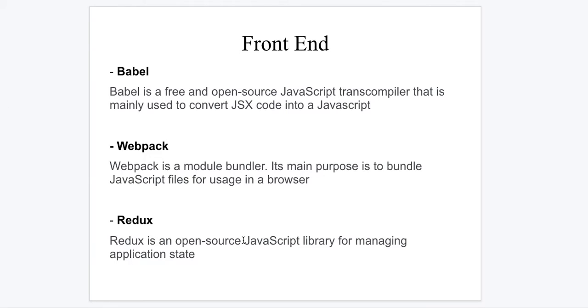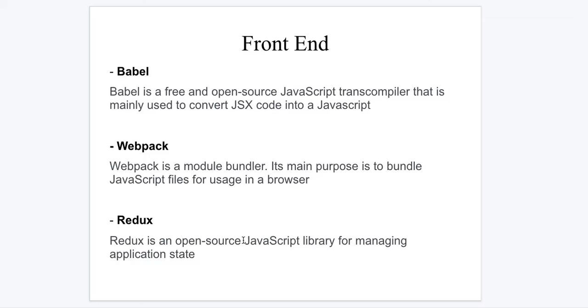So first, let's talk about the frontend. I picked three main packages we use to compile and better develop the code. The first one is Babel. Babel is a free and open source JavaScript transcompiler. Because we write our code in JSX format, we mainly use Babel to convert JSX to JavaScript.